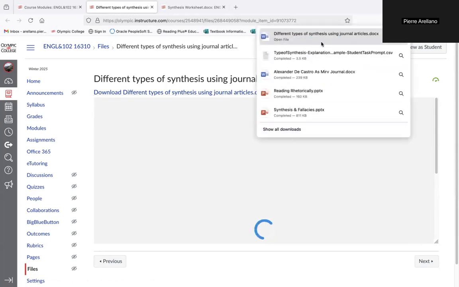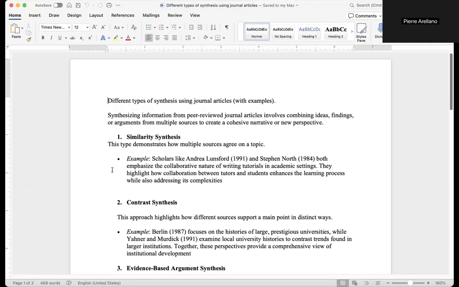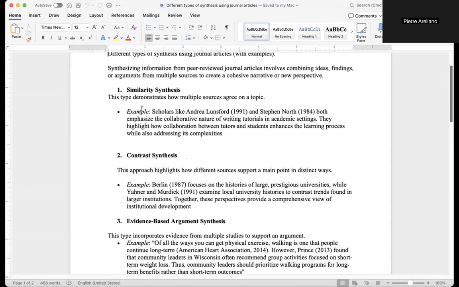This is taking a while. I'll just open it up in Word. But it's good to know the different types that you may run into. Let's just open up the Word file here. Okay, so here's the Word file. So here are the different types of synthesis that you may find.